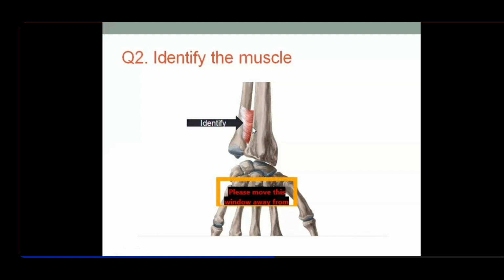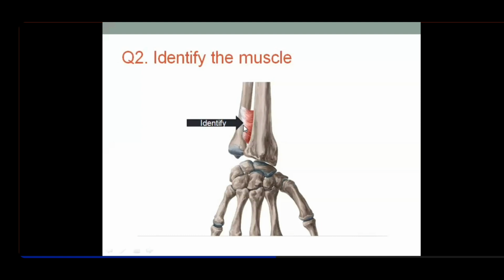will be anterior interosseous nerve. And anterior interosseous nerve is a deep branch of median nerve. So you can write median nerve or you can write anterior interosseous nerve. Both will be marked correctly.